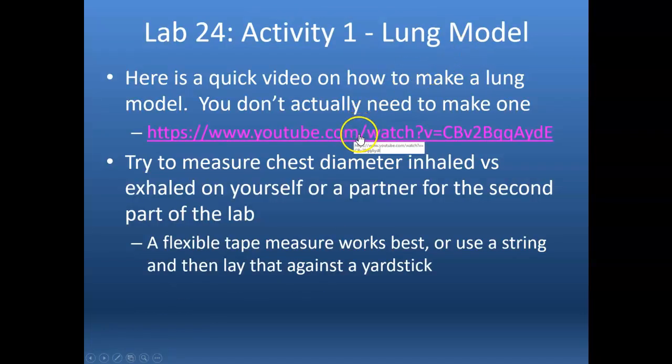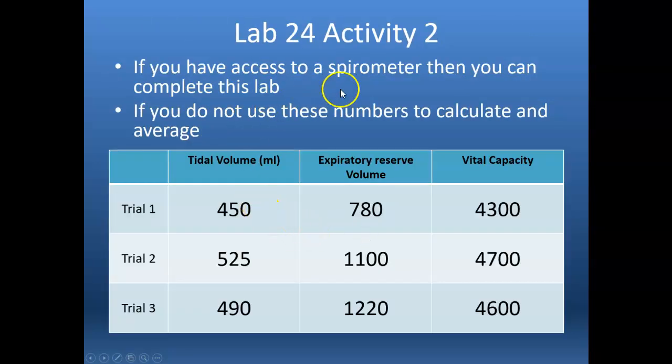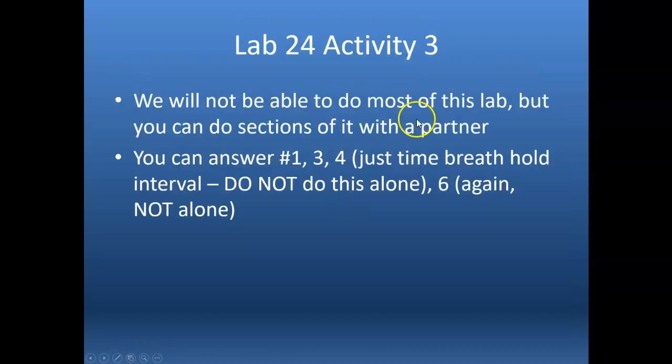So lung model, if you watch that video clip, it shows you an example of how those lung models work. And then you can measure chest diameter, inhaled and exhaled, on yourself. Use a flexible tape measure or a string, and then lay that against a yardstick or a meter stick. Activity with the spirometer, most of you probably don't have access to a spirometer, but you can put in the different volume numbers there and use those to calculate the averages that you need. And then we don't do most of activity 3, but there's a few of them that you can do, 1, 3, 4, and 6. For the breath hold ones, just don't do those alone. Do them with a partner. We don't want anybody passing out and hitting their head.